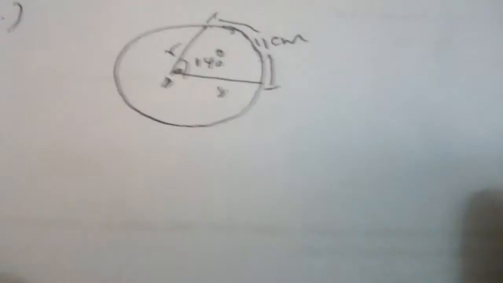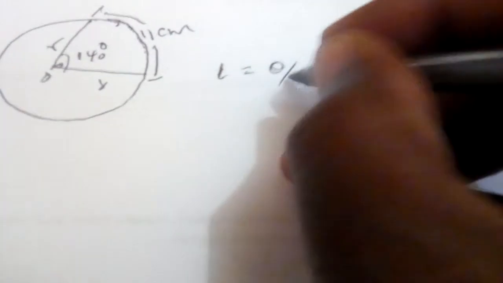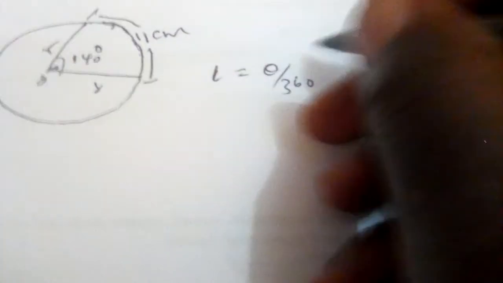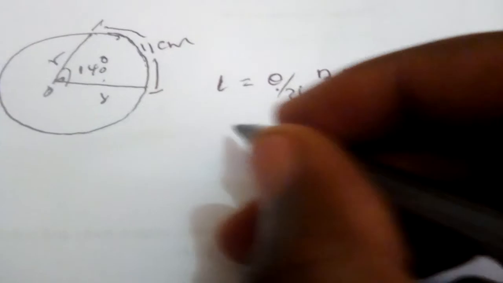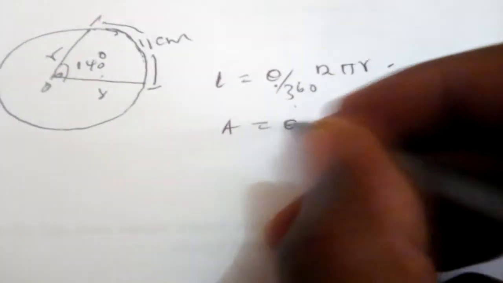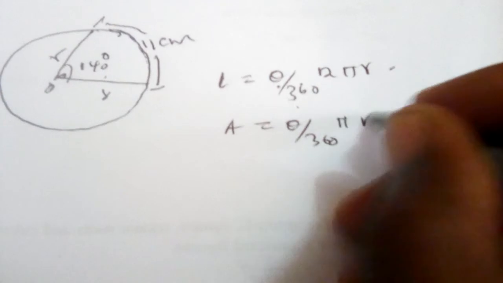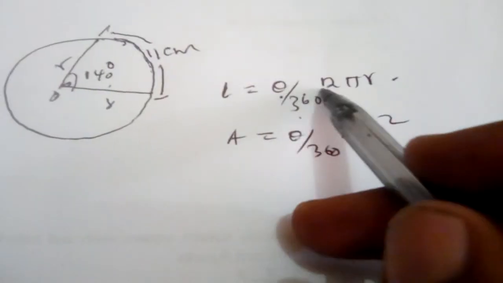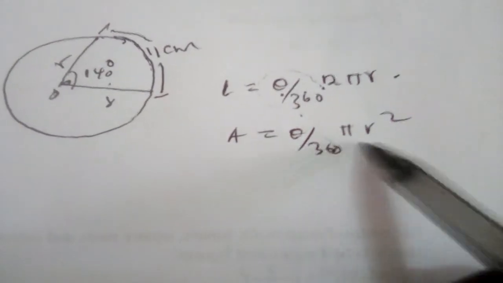All right, so we're going to use two formulas here. The first one is the length of an arc, given by theta over 360 times 2 pi r, where theta is this angle subtending at the center of the circle. And we're also going to use another formula: area is theta over 360 times pi r squared. So this is a fraction of the circumference, and this is a fraction of the area.